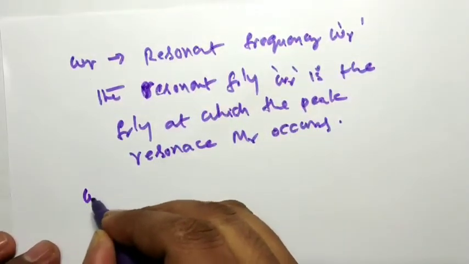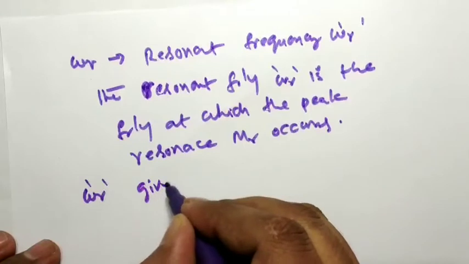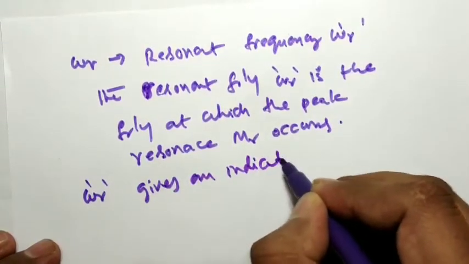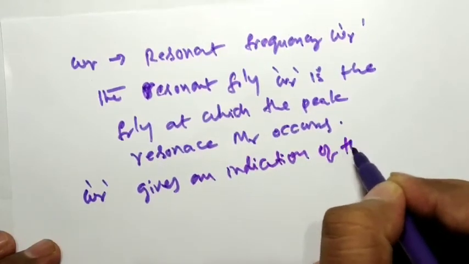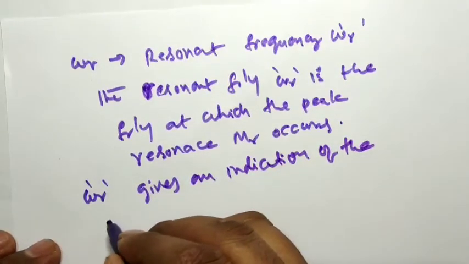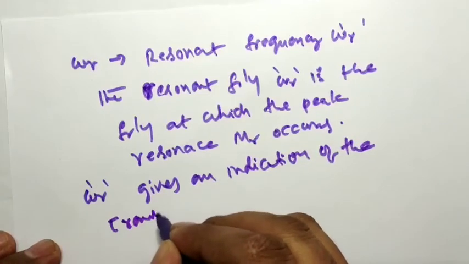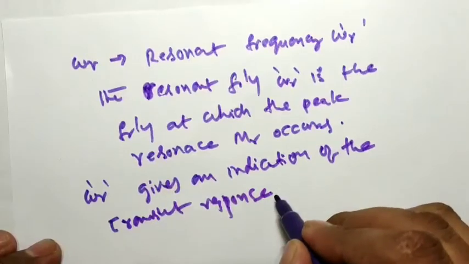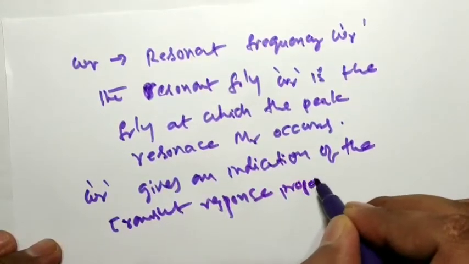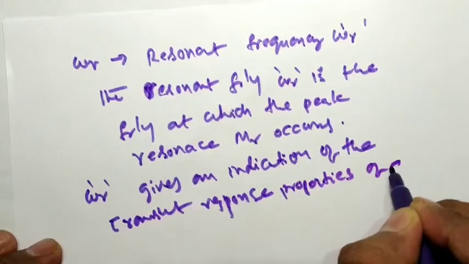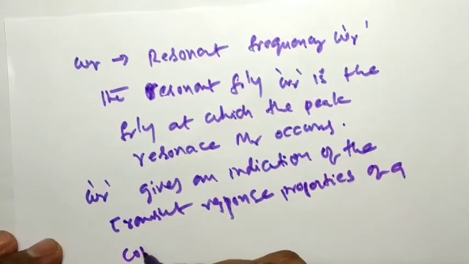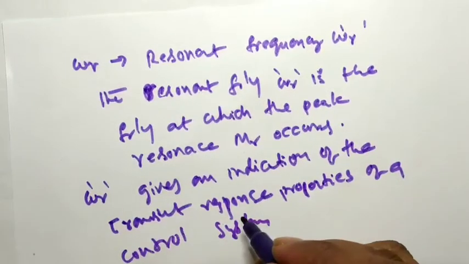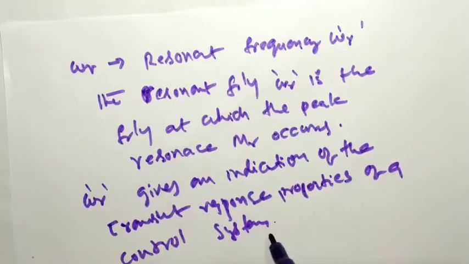Here the resonant frequency gives an indication of the transient response properties of a control system. You will see that here. So omega R gives an indication of the transient response properties of a control system, right? That's the important point.